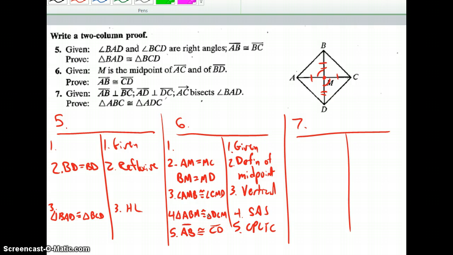Great. 7. Okay, I'm going to get rid of the markings. Come back and look at that if you want to look at 6 again. In 7, AB is perpendicular to CD, so that's a perpendicular. AD and DC. And AC is a bisector of angle BAD. All right, so before I even think about that, I'm going to say step 2, angle BAC is congruent to angle CAD because it's a bisector.